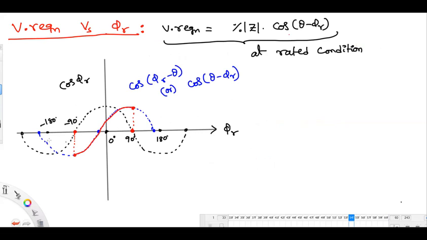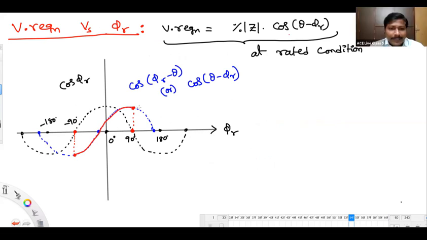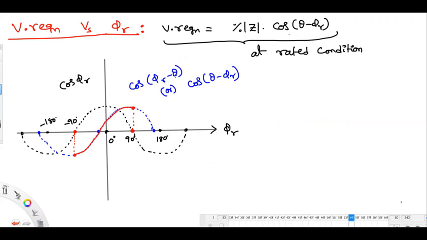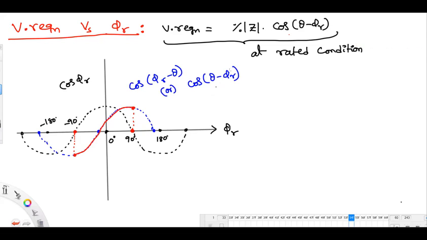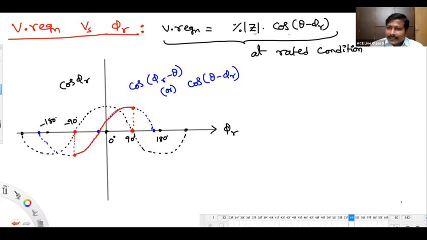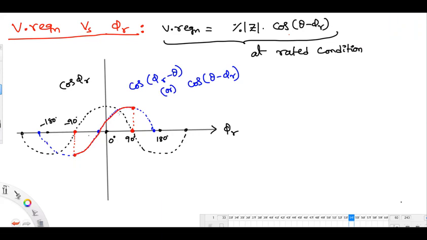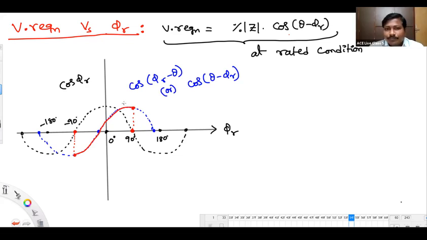This blue curve is what I got by shifting by an angle of theta, so that is cos of phi r minus theta, or you can also say cos of theta minus phi r. If I multiply that with percentage Z, you will get the voltage regulation, so the peak value will become percentage Z. The curve looks the same; only the numbers change. The position of the curve stays the same.